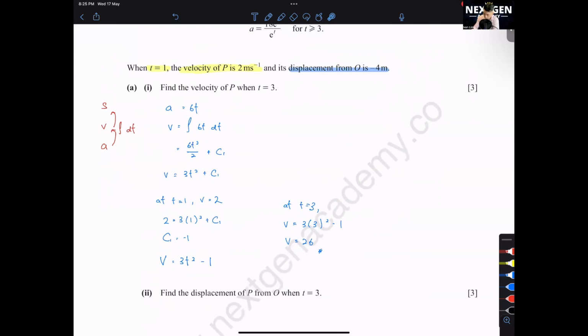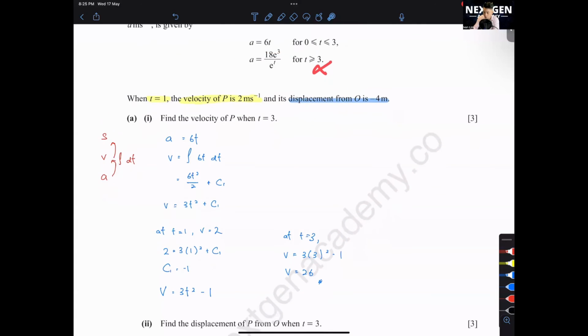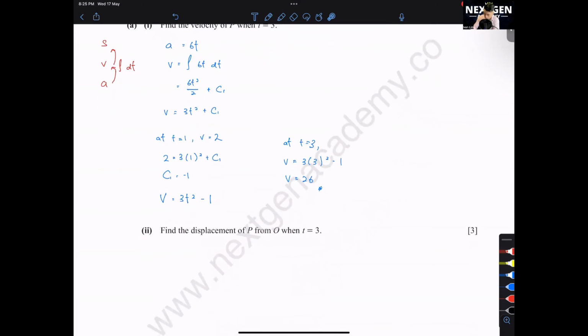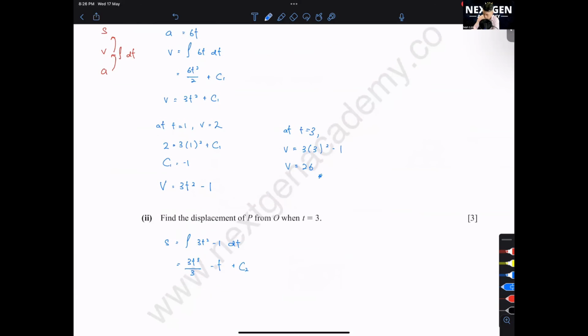Okay, we go back to this one. Because we want to sub in when t equals to 1, S equals to negative 4, I'm going to use back this one again. I cannot use this one because this one is not applicable for t equals to 1. So the v that I'm going to use is this one. S equals to integrate 3t squared minus 1 dt. Integrate this, you get 3t cubed over 3 minus t plus, let's call this C2. You get t cubed minus t plus C2.